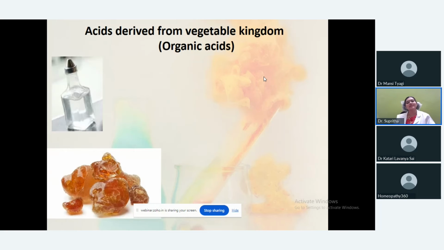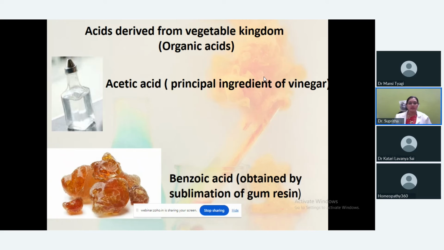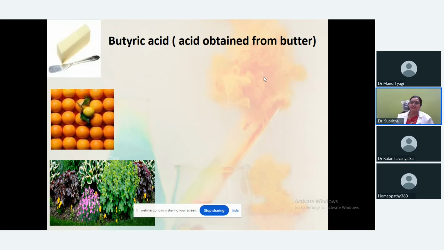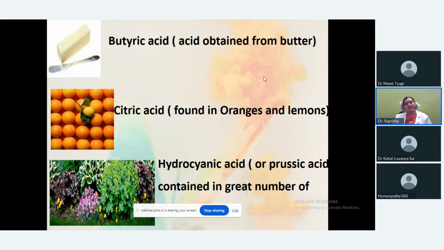So coming to the acids that are derived from the vegetable kingdom, that are also called organic acids. The acetic acid, the principal ingredient is vinegar. Benzoic acid is obtained by sublimation of gum resin. Coming to the butyric acid, it is obtained from butter. Citric acid is found in oranges and lemons. Many plants contain hydrocyanic acid or prussic acid.